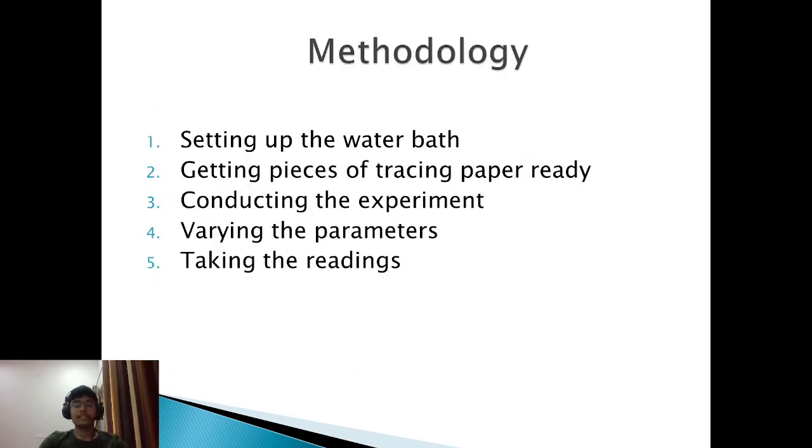So first of all, here is the methodology by which we will conduct the experiment. First of all, we will set up the water bath. Then we will get the pieces of tracing paper ready, and then we will conduct the experiment, and then we will try to vary the parameters which are possible, and then we'll take the reading of how these parameters affect the experiment.